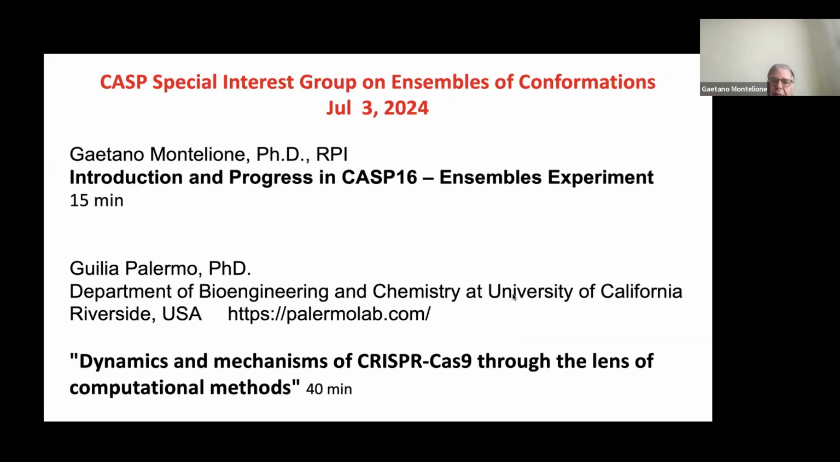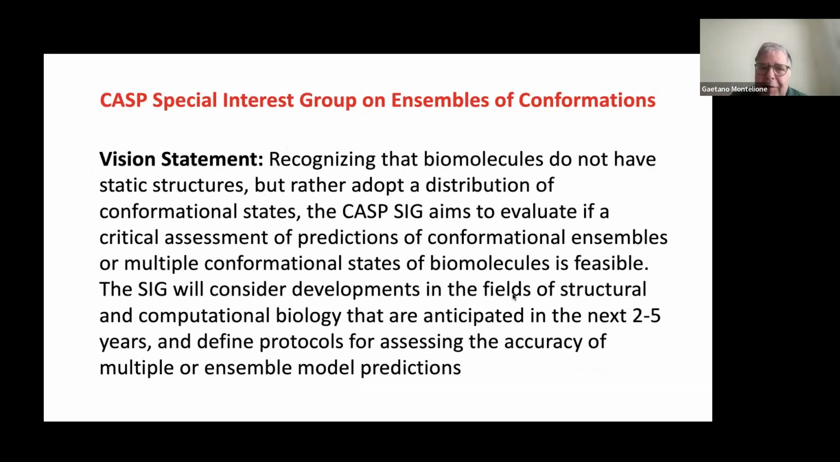And the concept is that CASP has been very successful in driving the field of protein structure modeling, particularly for relatively small proteins, or anyway, not so much small proteins as static proteins. There still remain challenges with complexes, and particularly with modeling the multiple conformational states of proteins. So we've put together this special interest group to explore this challenge. So I'm going to talk a few minutes about an introduction and the progress so far in this experiment. And then Giulia Palermo has kindly agreed to talk about work she's doing with multiple conformational states, particularly with respect to the CRISPR-Cas9 system.